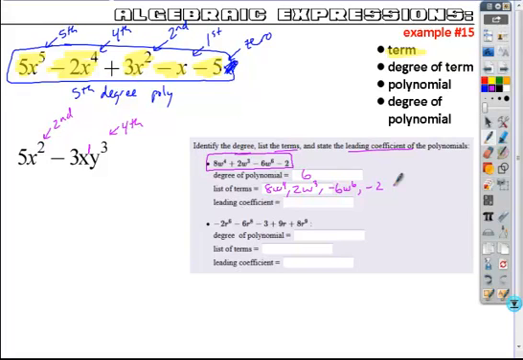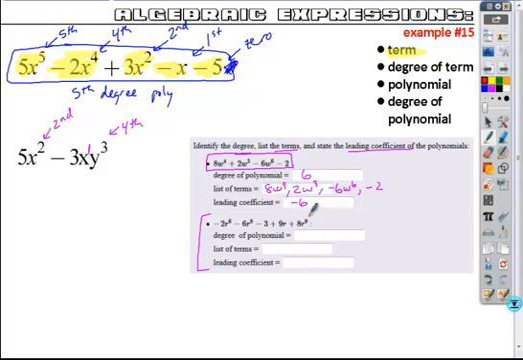Okay, but the leading coefficient does have to be the coefficient of the highest degree term, which in this case was your power 6. So the leading coefficient is going to be negative 6. Okay, I want you to try answering those same questions for this last problem, please.